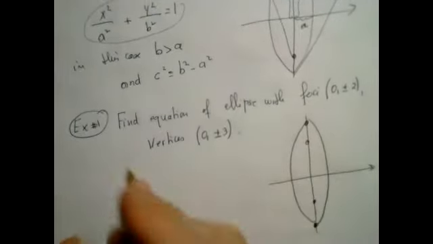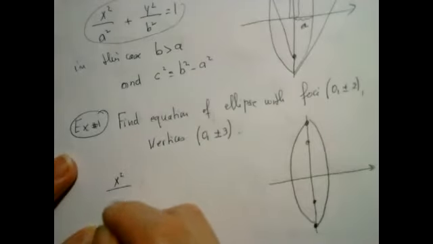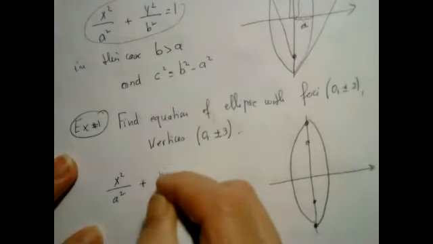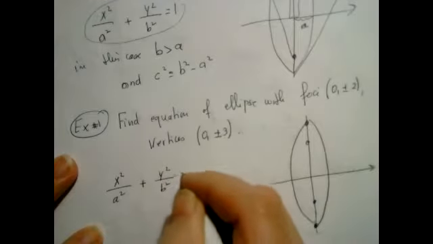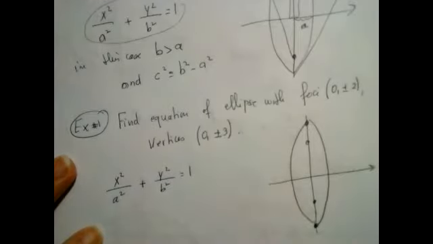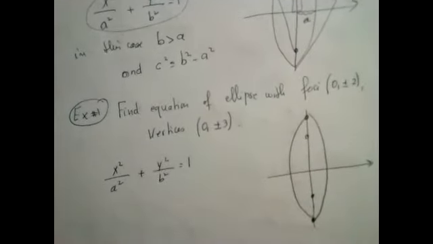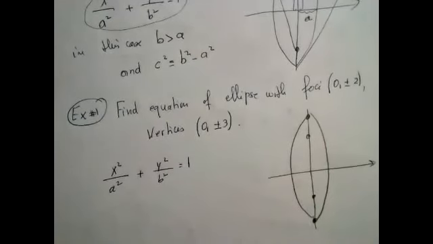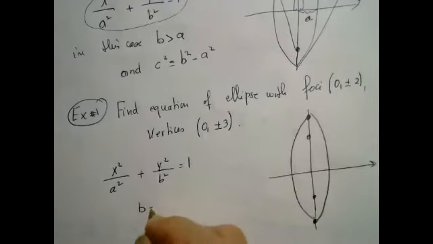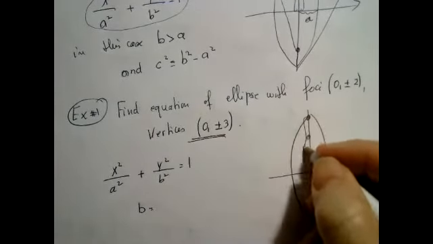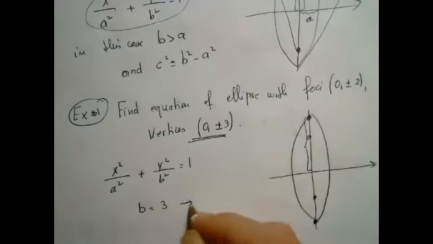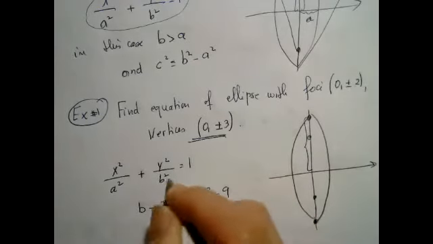All right, first the equation. We know that the equation is of the form x squared over a squared plus y squared over b squared equal to 1. To find it, I need A and I need B. What's given to me for free in this problem? B is given. B is the vertex, this is my B. So B is equal to 3, so B squared is 9. I'm done with this piece.